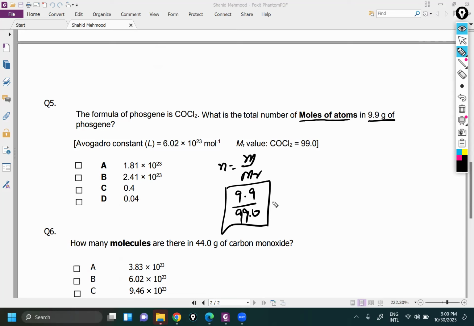So again, the middle box will be skipped and COCl2. So one oxygen, one carbon, two chlorine. So total atoms are 4. So this time times 4 and the correct option will be 0.4. So option C. You see that whenever they are asking the number of moles of atoms or number of moles of ions, so the first box, moles, times the last one, the third box.